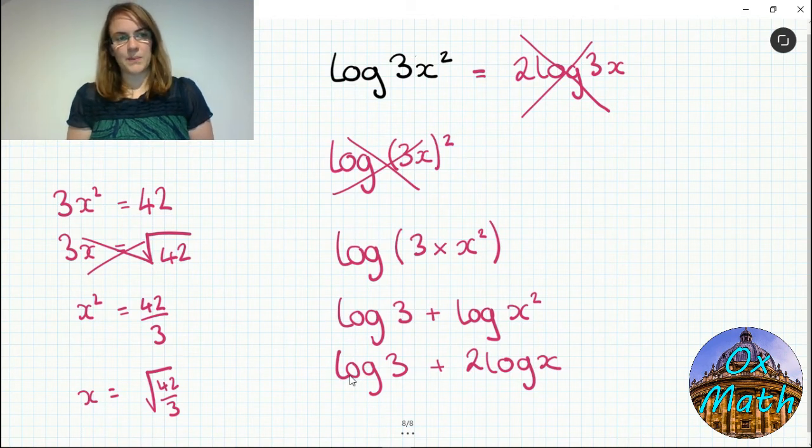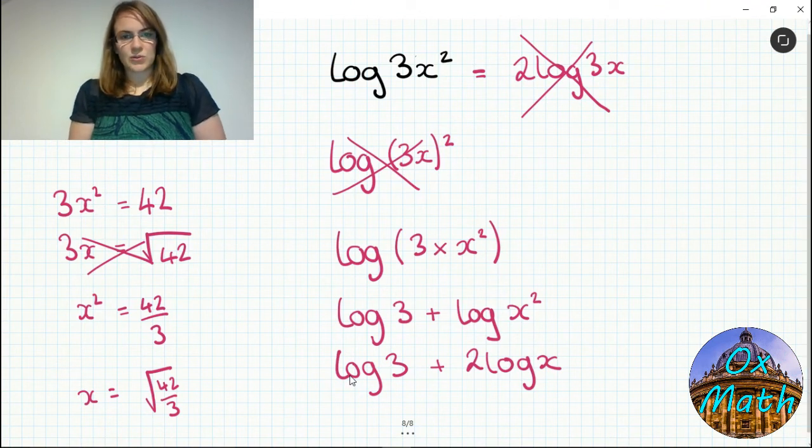Now this is going in the other way to what we've been doing. We are splitting up the expression, but this can be really useful for finding unknowns that are within something like 3x squared, or for reducing exponentials to multiplications for the sake of plotting graphs and finding unknown constants. So just make sure you are being careful. Log of 3x squared is not the same as 2 log 3x.